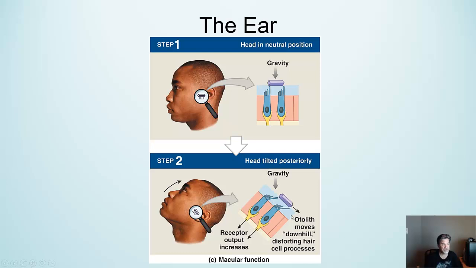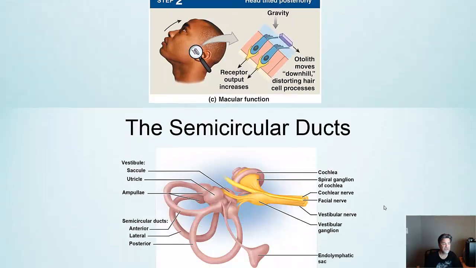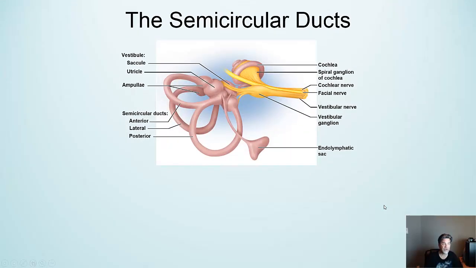So if this particular movement happens to decrease it, then if you did the head movement where it was down and the otoliths dragged the other way, then that would decrease the amount. So the brain can tell which way the head is moving by how many action potentials are being generated in these structures.